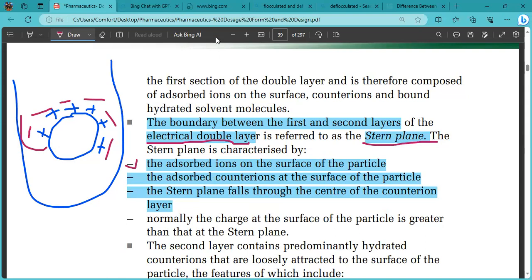Oh, sorry, okay, let me see what the question is. Oh, I repeat the diagram. Okay, let me redo it.